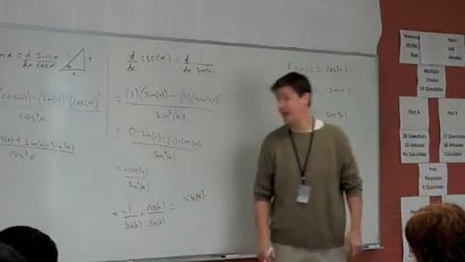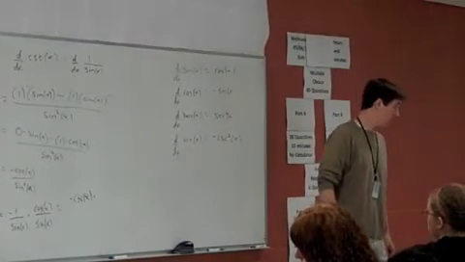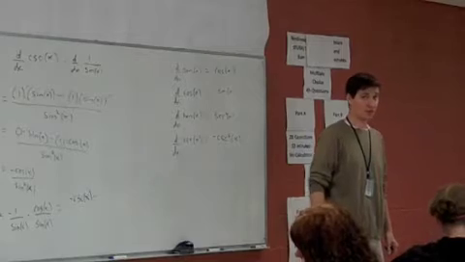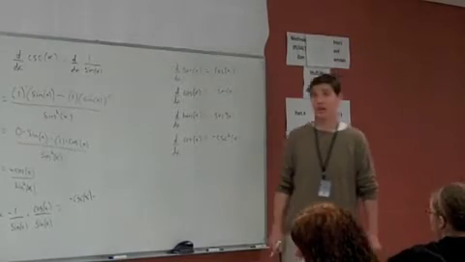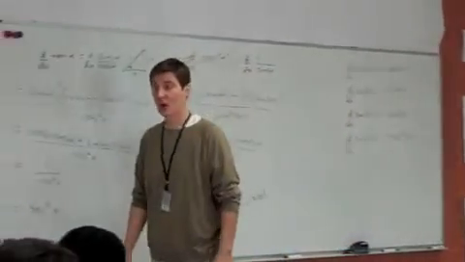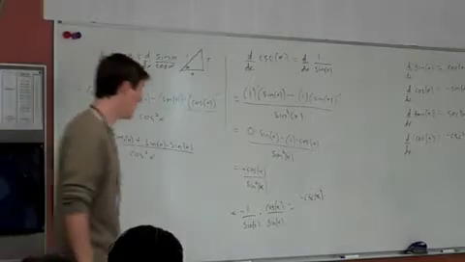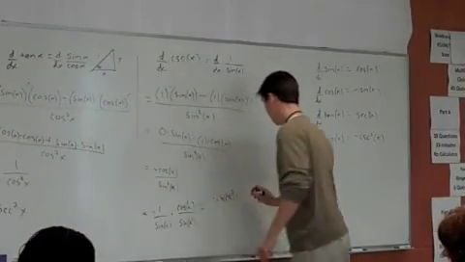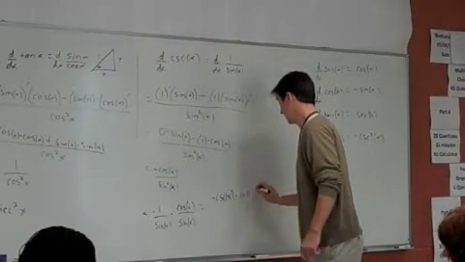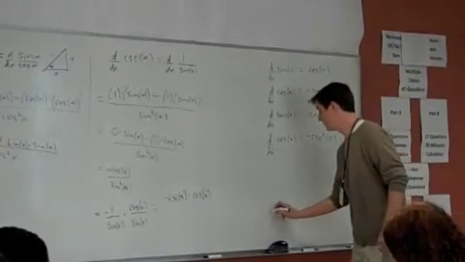What's cosine divided by sine? What is it? It's the cotangent. If the tangent is sine over cosine, the cotangent is the flip of the tangent, or that would be cosine over sine. So this becomes cotangent of x.